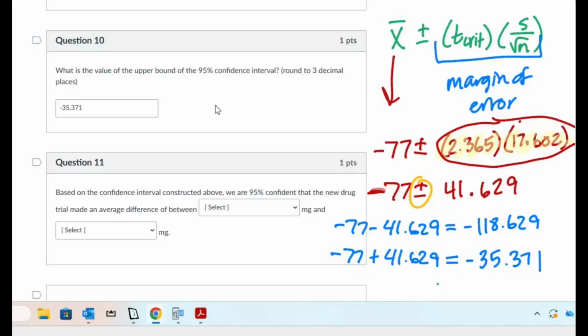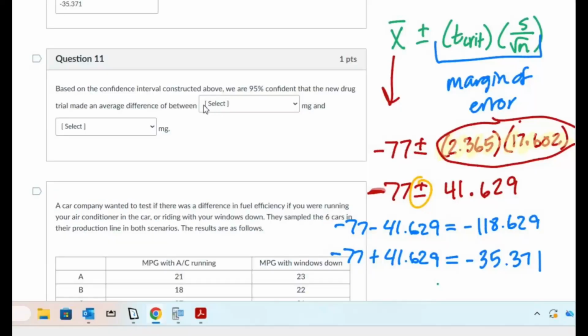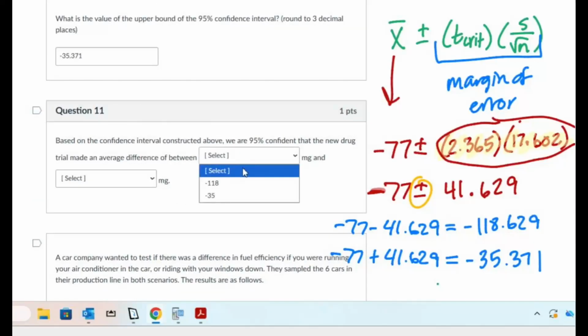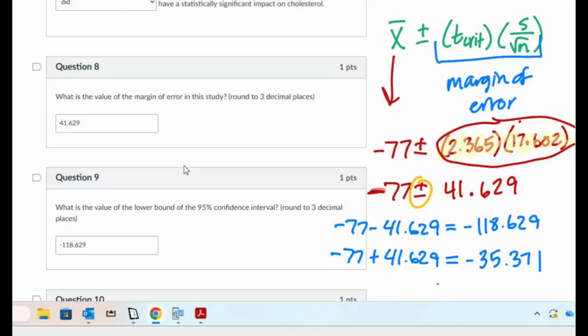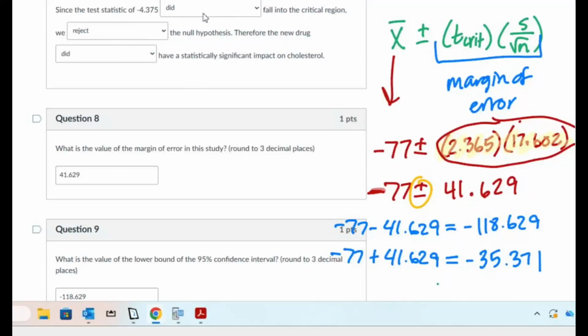So I just want to remind you of the sentence for confidence interval. So this says, based on the confidence interval constructed above, we are 95% confident that the new drug trial made an average difference of between negative 118 and negative 35. It's just these numbers right here. Okay? So again, we need to be able to write this confidence interval sentence by ourselves on the exam, and we need to be able to write the t-test conclusion by ourselves as well. All right. I hope that helped, and then y'all can come ask me questions if you need more.